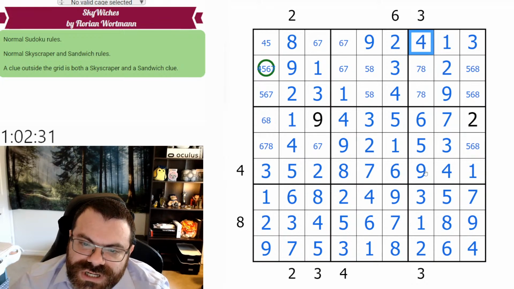7, 8. So we see the 4 and the 9. I've got to see the 8 and then the 7. Okay. There's probably an easier way to resolve that, but I figured it out.